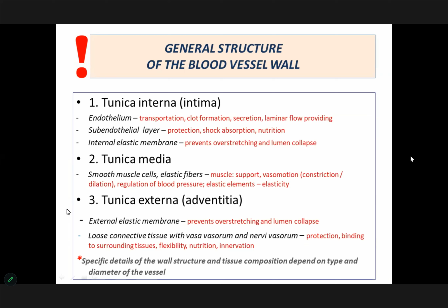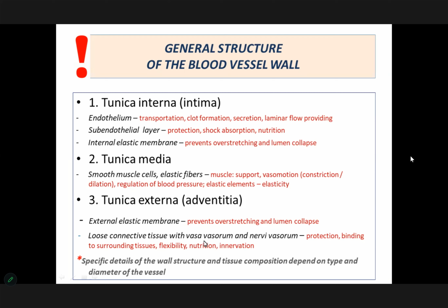And the outermost is the tunica externa or adventitia. It includes the external elastic membrane. It resembles the internal elastic membrane. It also consists of elastic fibers and prevents overstretching and collapse of the lumen. And the outermost layer is the loose connective tissue with vasa vasorum and nervi vasorum.